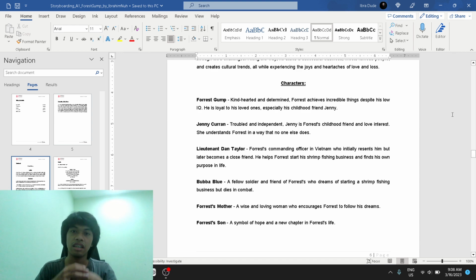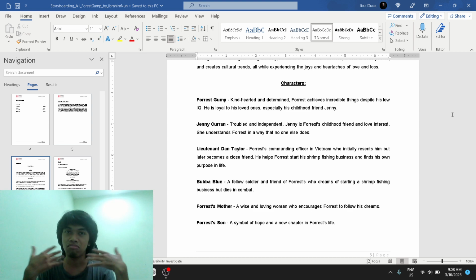And Jenny Curran, the troubled and independent. She is Forrest's childhood friend and love interest. She understands Forrest in a way that no one else does. Then we have Lieutenant Dan Taylor, Forrest's commanding officer in Vietnam, who initially resents him. If we go into the spoiler, Dan wanted to die in war, but Forrest saved him.